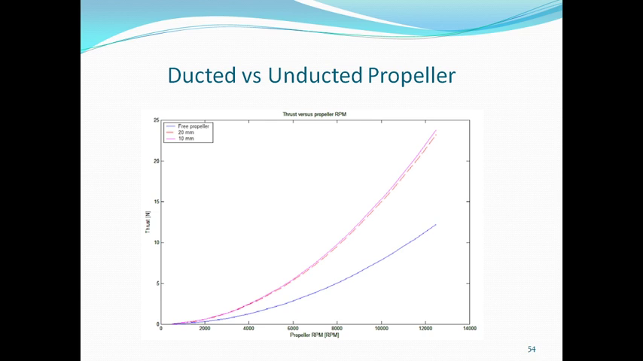This is a comparison of ducted fans with unducted fans. Okay, ducted fans have more performance compared to unducted fans. This is the free impeller, that means without any duct, and these are the ducted ones. You can see the higher thrust for the same RPM, you are getting more thrust here.